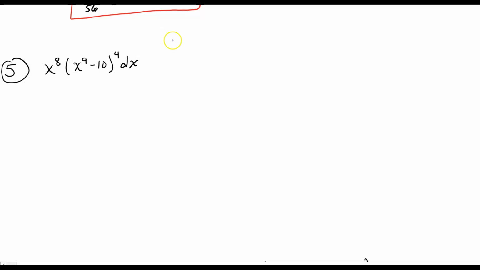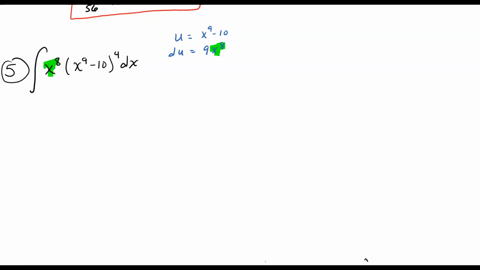Well, you might pick x to the 9th minus 10. It's a higher degree. Now let's take the derivative. du, what do you get? 9x to the 8th power. Well, I can account for my x to the 8th. It's right there. And actually it's missing the integral symbol. I can account for the x to the 8th. What am I missing? I'm missing the 9.